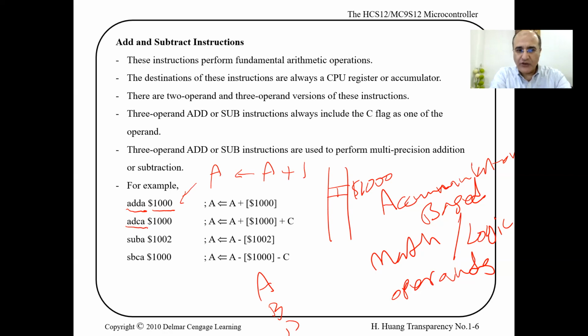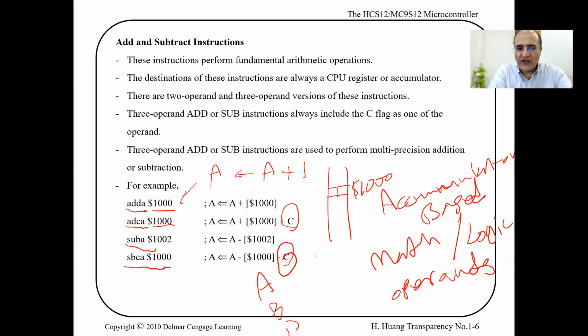If you add with carry to A, in addition to the contents of memory location you provided, 1000 plus A, you add the carry flag value in the CCR register. How many carry flags we have? Only one. What makes it 1 or 0? The last operation that happened. Either after the addition, the subtraction, the multiplication, the carry can rise, set, or clear. Okay? Whatever the value, you can add it by adding with carry. Subtract from A. Subtract from A with borrow, meaning you subtract the carry flag.